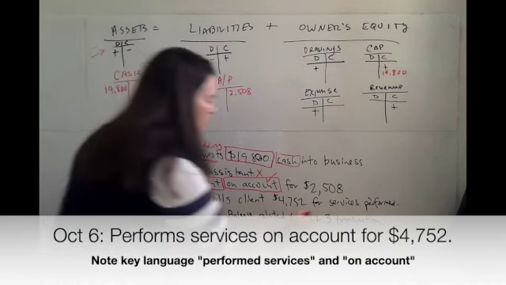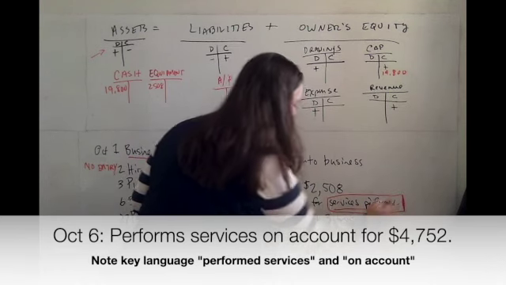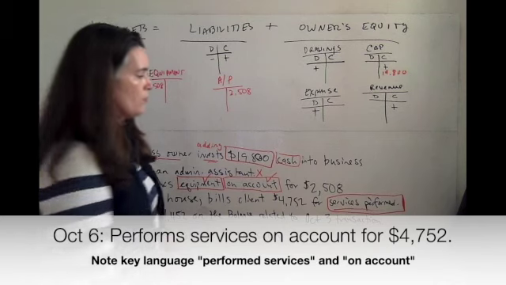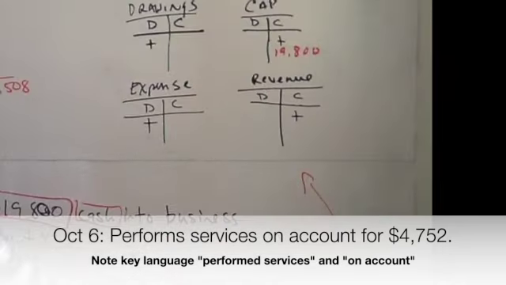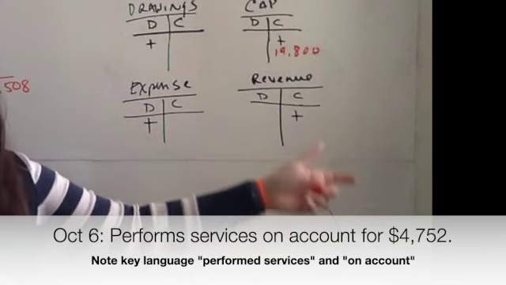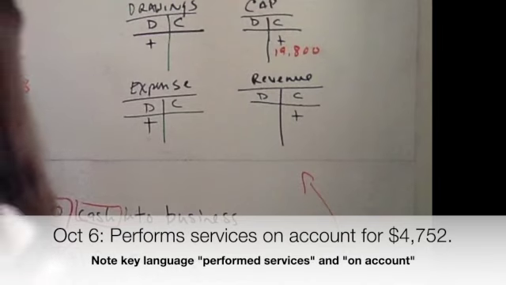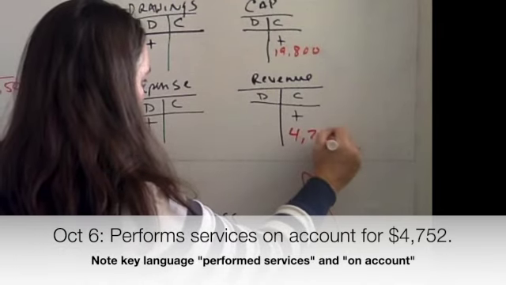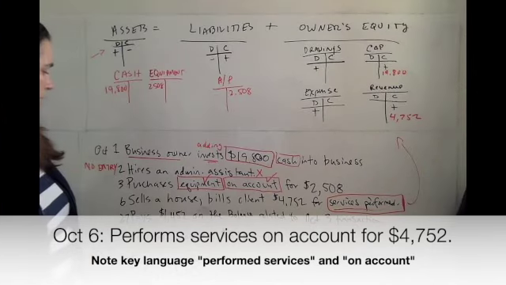So for services performed, this is another key indicator. It's a term that tells us that we're dealing with revenue. Okay, this business owner is earning revenue when they perform a service. That's the rule of revenue. So if they're earning $4,752 of revenue, then that means that we're increasing revenue, and of course the rule is right here for us. We're going to credit $4,752. Okay, now let's look at the other side of the transaction.